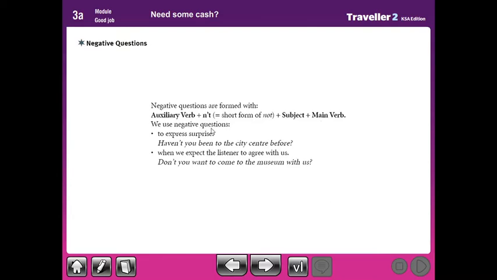We use negative questions for two reasons. To express surprise, like: haven't you been to the city center before? And when we expect the listener to agree with us: don't you want to come to the museum with us? So you make a negative question by using an auxiliary plus not, plus subject, plus main verb.